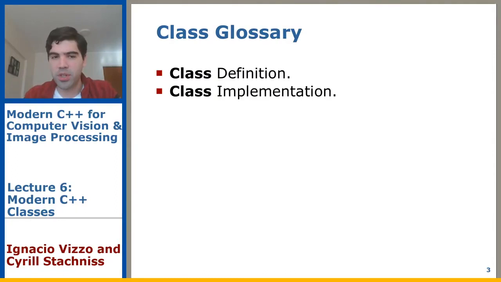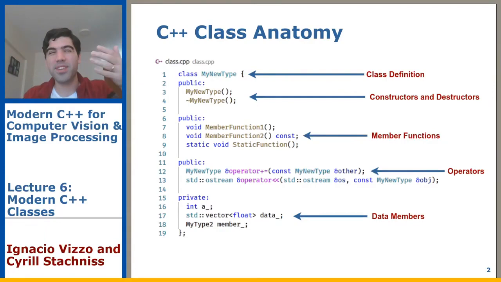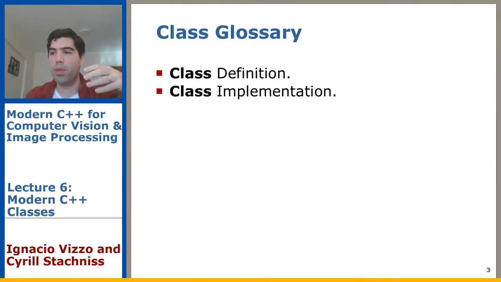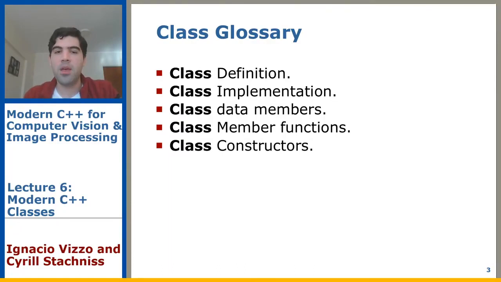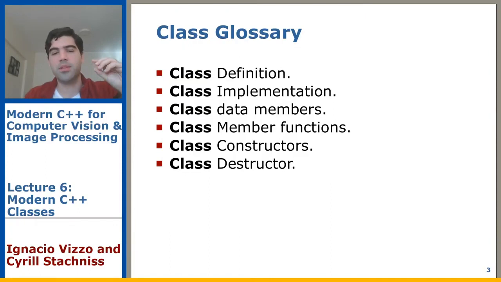Some keywords we will be using. The class definition is like the interface of the class without the implementation. This is analogous to function definition and declaration. The class implementation is where you define how you would do all the functions, the constructor and the destructor. So this is where you put the C++ code. The class data member is which data you encapsulate. The member function is how you use this data within your class. The constructors are special functions that are used to create members of this class, the destructors to destroy them.